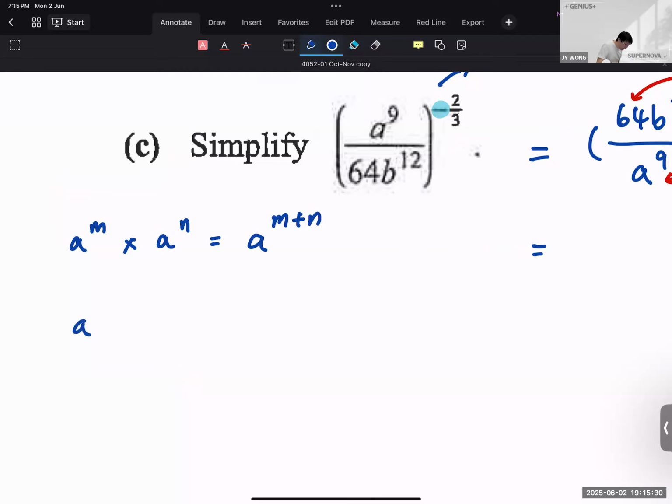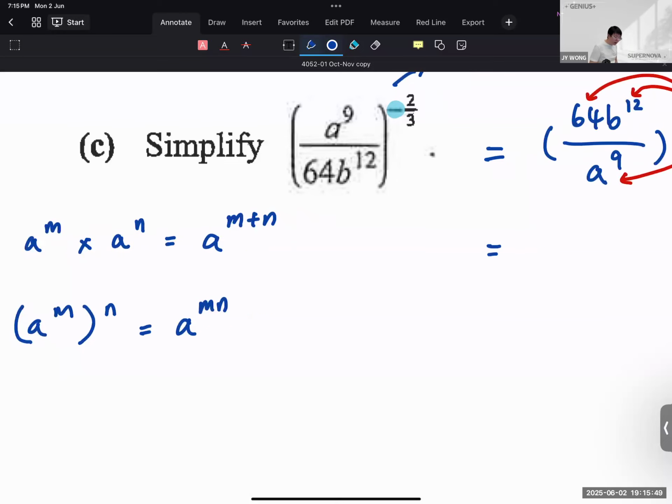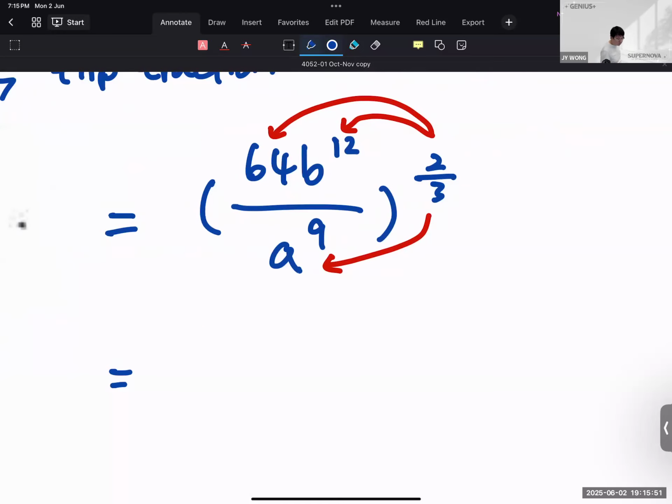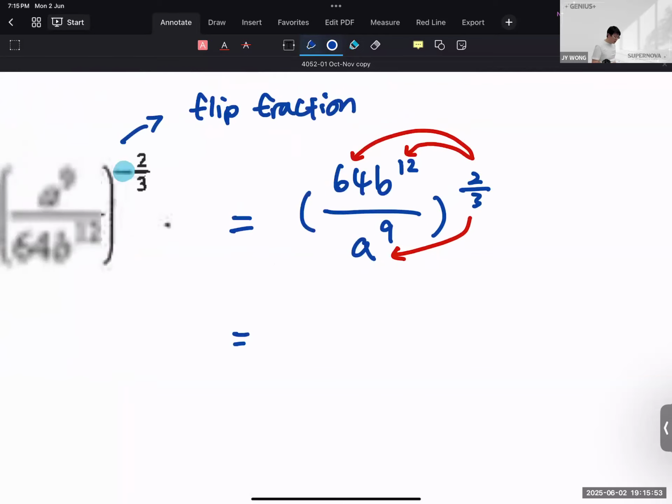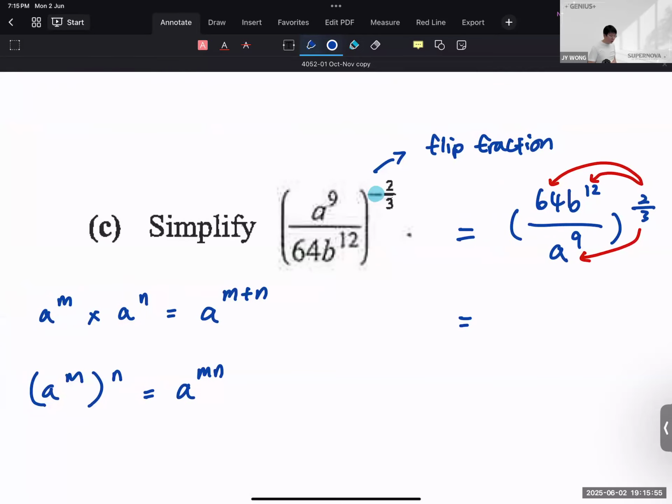But if I have a to the power of m, the whole thing to the power of n, what is the power now? A to the power of mn, right? So you multiply. So this is not plus anymore. This is times. So in this situation, do I add the powers or do I multiply the powers? Which scenario is it? First scenario or second scenario? Second. So you have to multiply the powers.